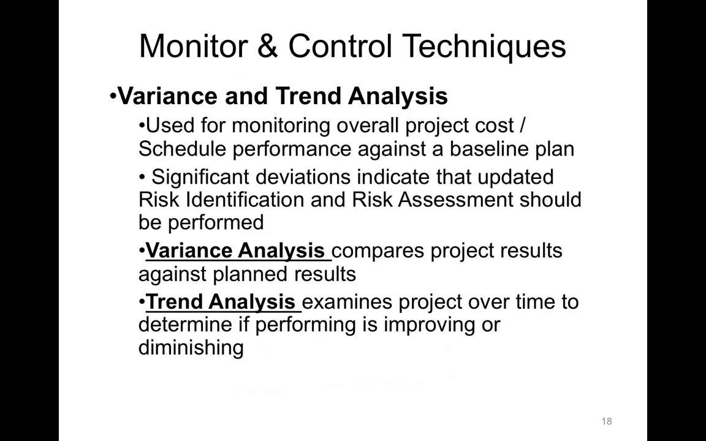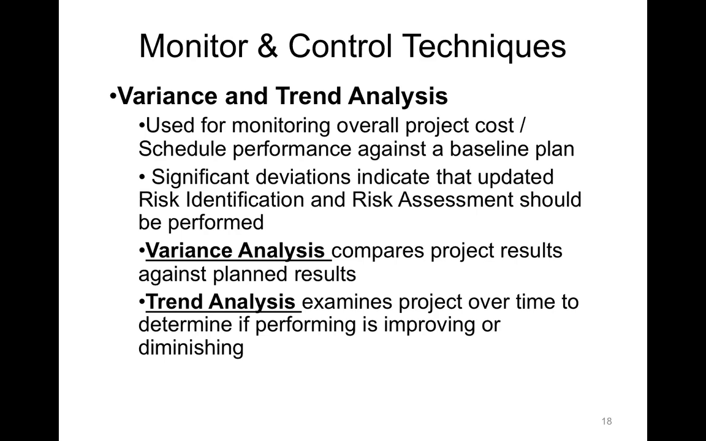Now, monitoring and controlling techniques also involve trend and variance analysis. Variance analysis is when you're comparing project results against the plan results: what was the deviation between what you planned and what you actually were able to achieve. And then, of course, looking at the trend would examine over time if the project's results are getting better or worse, if they're improving or diminishing.